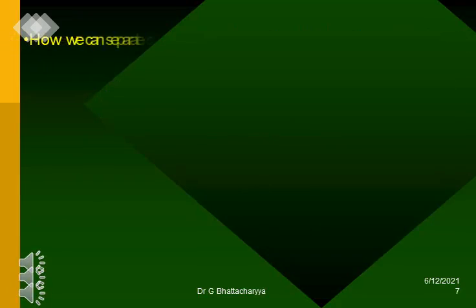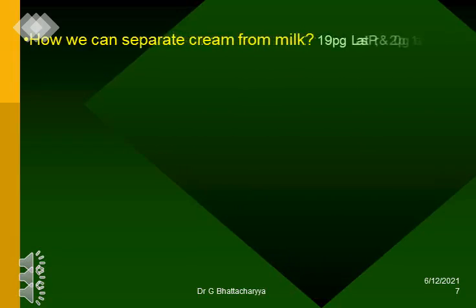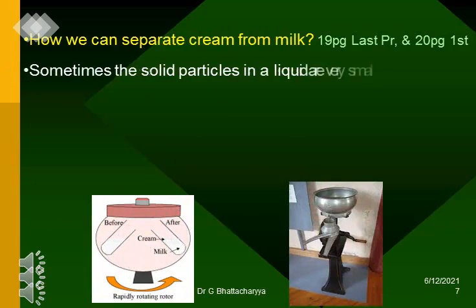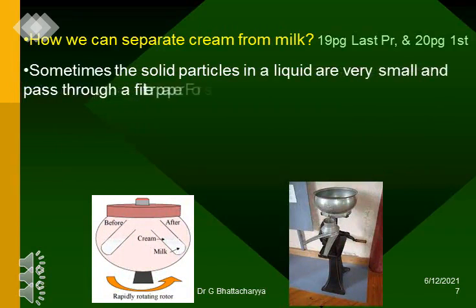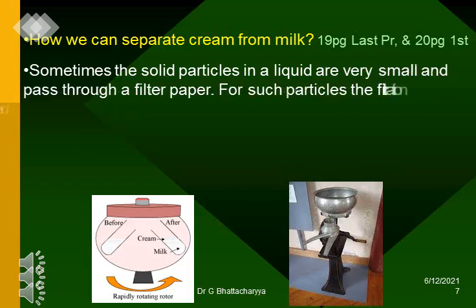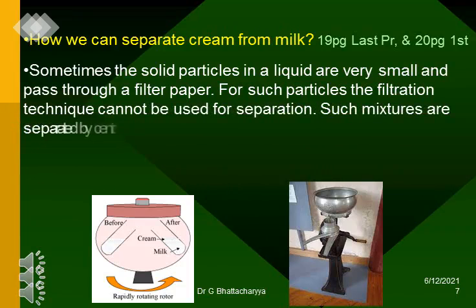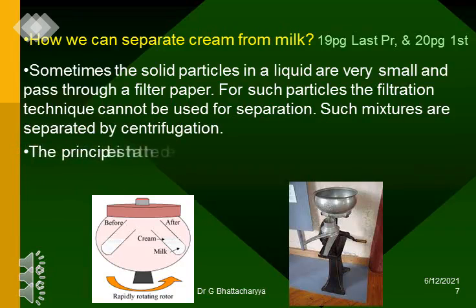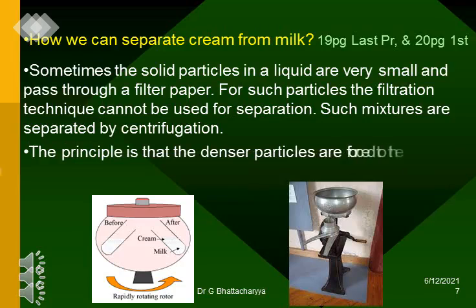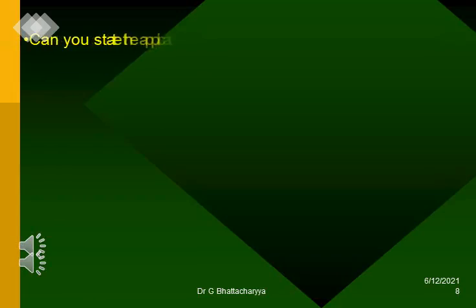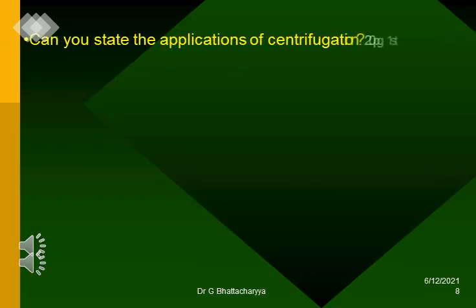How we can separate cream from milk? Sometimes the solid particles in a liquid are very small and pass through a filter paper. For such particles, the filtration technique cannot be used for separation. Such mixtures are separated by centrifugation. The principle is that the denser particles are forced to the bottom and the lighter particles stay at the top when rotated rapidly. Can you state the applications of centrifugation?